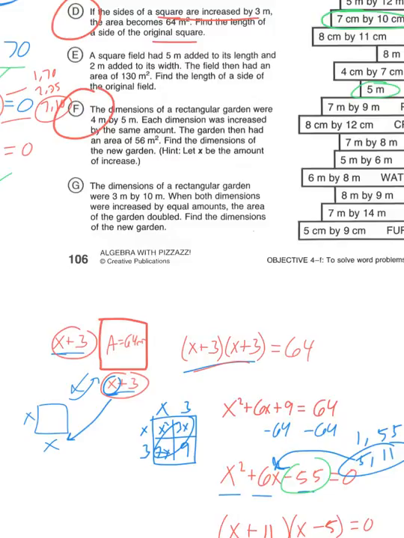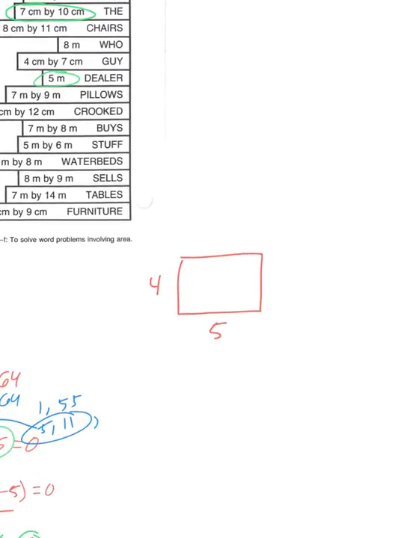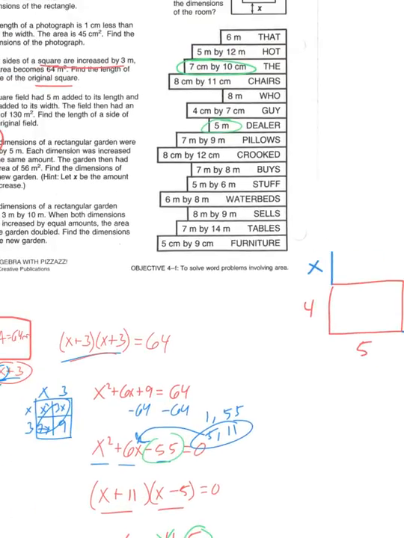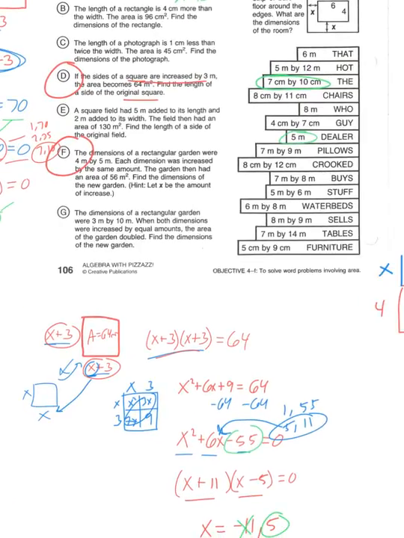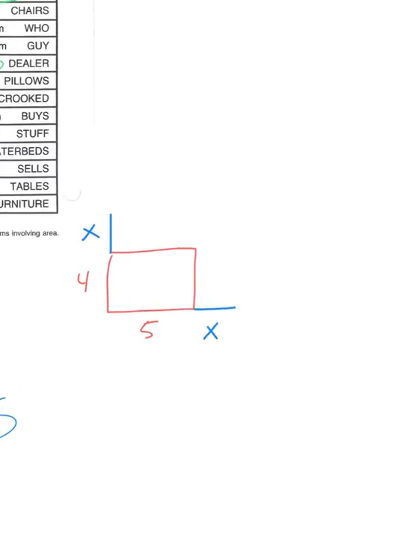Each dimension was increased by the same amount. So they're going to increase each dimension. And what they're doing is they're adding this distance on here, which you can think of as, let's call it x, because it didn't tell us the amount. And then I'm going to increase the same amount over here, x as well. Okay, so far so good. The garden then had an area of 56 meters squared. So it's saying this new rectangle that we've made right here with the extensions on, that's going to be 56 total for the area.